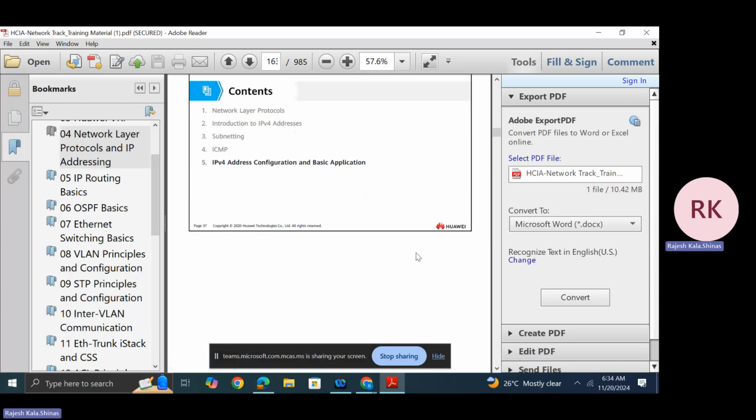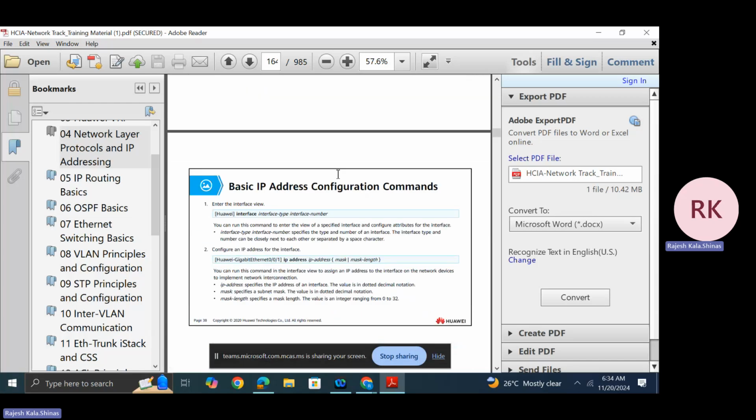Then we have IPv4 address configuration, a basic application. How do we configure an IP address on a router? We have to go to the router's system view and enter the interface view, where you configure. How do we enter the interface view? Use the interface command followed by the interface ID, for example interface G0/0. So the interface command, then the type of interface, Giga means G or Fast means F, and then the number, 0/0 or whatever number you have.